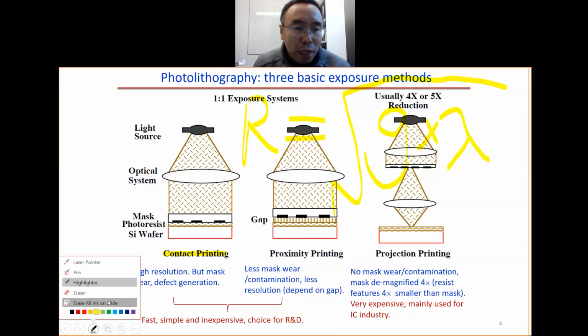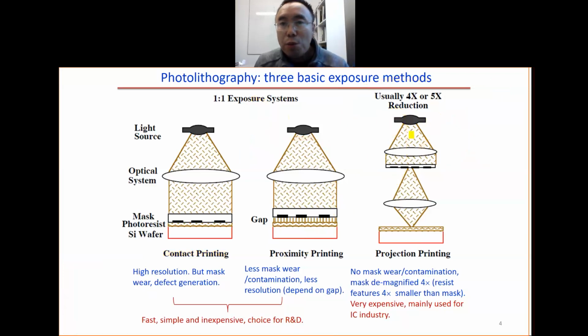The third one is the projection lithography. We will focus on this one because this is the method used for the production of semiconductor devices for IC manufacturing. In this case, you can see the mask is on the other side of the resist. So the resist will never have a chance to contaminate or damage the mask. So the mask can be used many, many times.